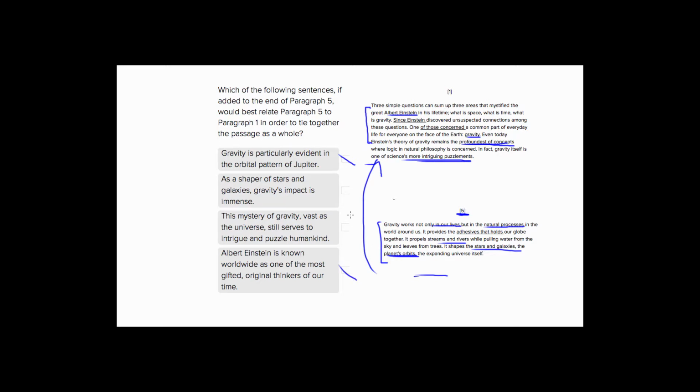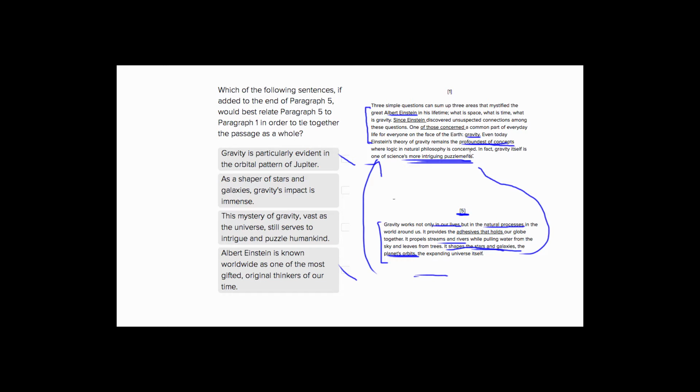So we have these two sentences. So choice number 2 says, as a shaper of stars and galaxies, gravity's impact is immense, which is very true. This is connecting back to this idea of gravity shaping the stars and galaxies. It is immense, but it's not the best way to connect it back to paragraph 1. So this choice 2 does talk about things that have been happening with paragraph 5. It talks about how gravity really is an immense force, but we want to connect it back to this idea of gravity being an intriguing puzzlement and a profound concept that people are still studying.